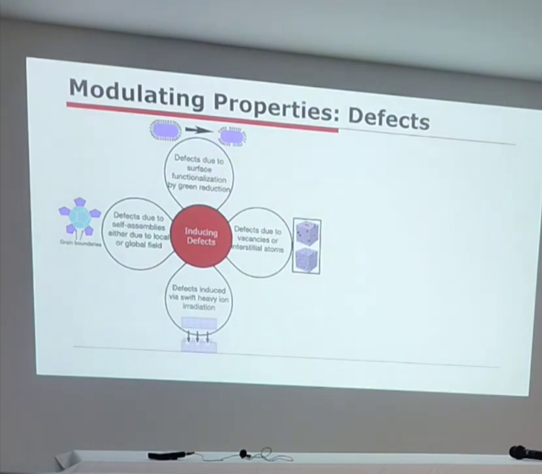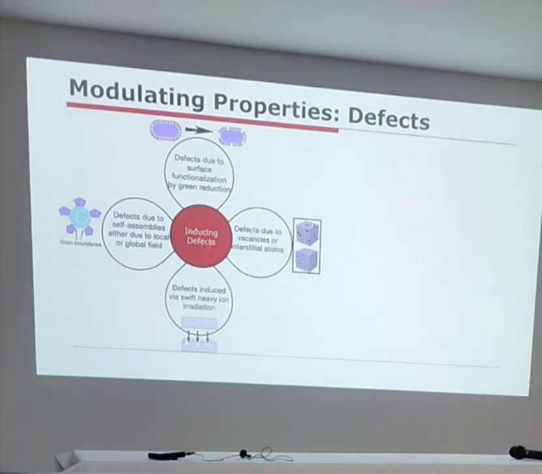Just to begin with, there are multiple ways of doing this. One is through chemical modification of the surface, which is the first one. I'll call this surface functionalization. I'm giving an example of green synthesis because I have worked on green synthesis, but you can use any other technique in which you can tune the surface functionalization of the material.